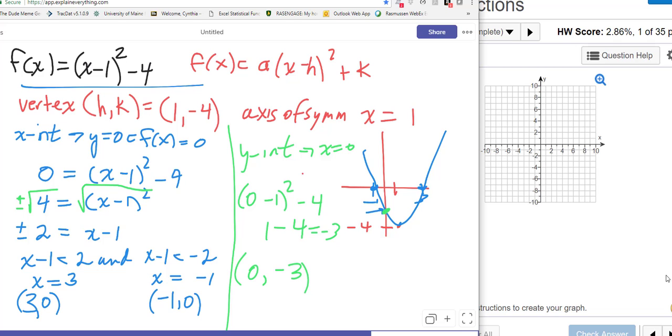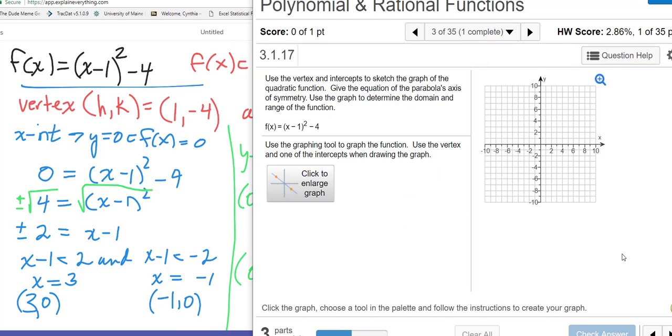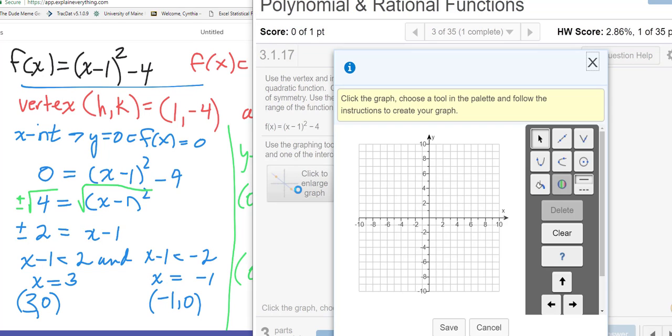So just because this is kind of a little weird for graphing, let's see how to graph this. I click to enlarge the graph. You want to click the parabola here. Notice, up here it says click to plot the vertex of your parabola. If we go back and look, that was at (1, -4). And if you watch in that upper right-hand corner, it shows you the point, so you know if you pick the right place.